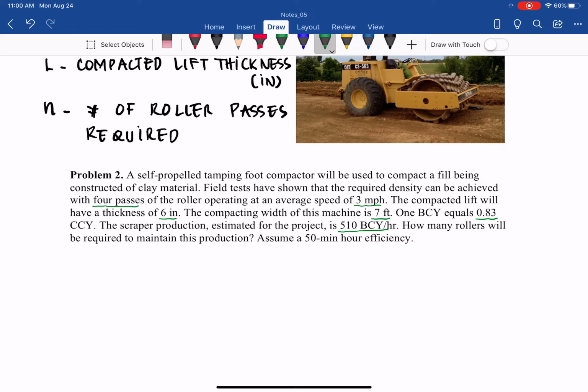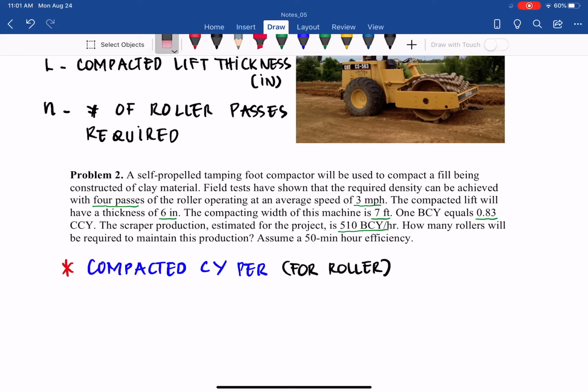So let's do that one. First, we need to determine the production rate of the roller and compare that with the production rate of the scraper, so that we can determine the number of rollers required. So there are 2 steps in this problem. The first one, we need to determine the compacted cubic yard per hour, using the equation above, and in this case for the roller or compactor. And that equation we already have.